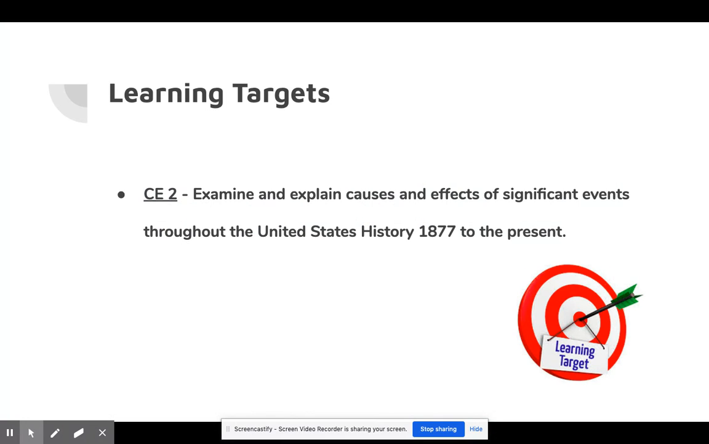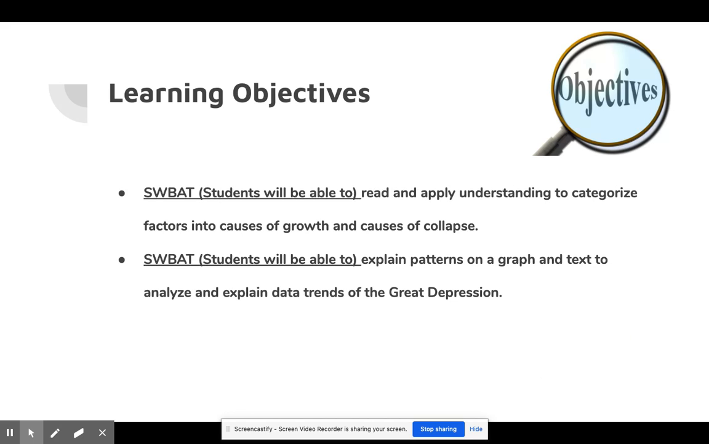So the learning targets for this unit will be CE2, examine and explain causes and effects of significant events throughout United States history, 1877 to the present. Learning objectives: students will be able to read and apply understanding to categorize factors into causes of growth and causes of collapse. Also, students will be able to explain patterns on a graph and text to analyze and explain data trends of the Great Depression.